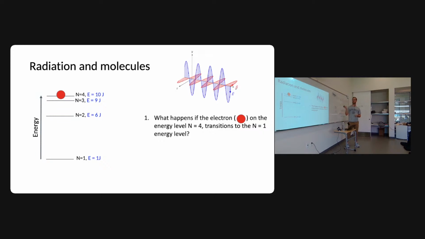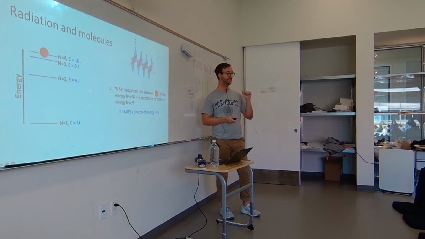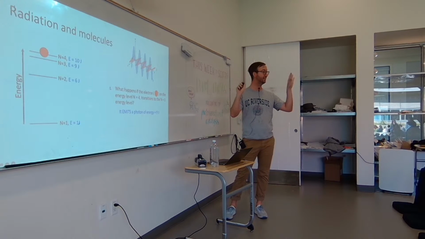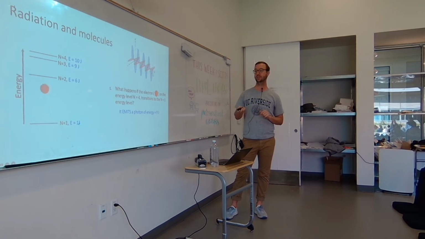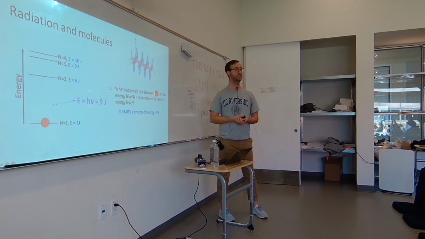So in this example, the electron's on the 4th level. It has 10 joules of energy. What might happen if it transitions to the first level? How's it going to do that, right? I saw some hands, right? Yes, we have our photon emitters here. So it will emit a photon of energy equal to 9 joules.